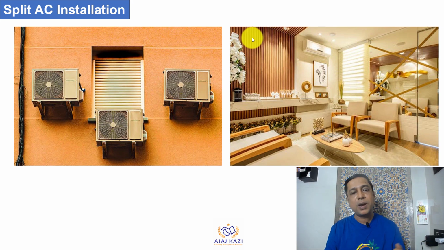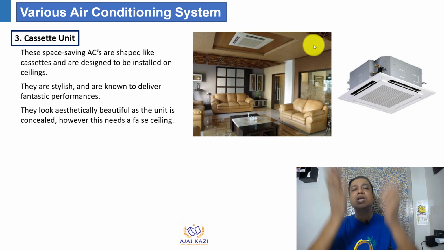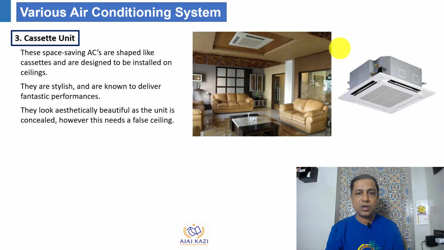This is how they're installed. You can see the outdoor part over here, and you can see the indoor part over here. Slimmy, good looking split ACs. The next one, which is an extension of split AC, is called cassette AC, which probably has the same outdoor unit, but the indoor look is different. It goes in a more trendy and stylish way. People prefer to use it, and they are installed in the ceiling. You can see how they are installed in this ceiling.